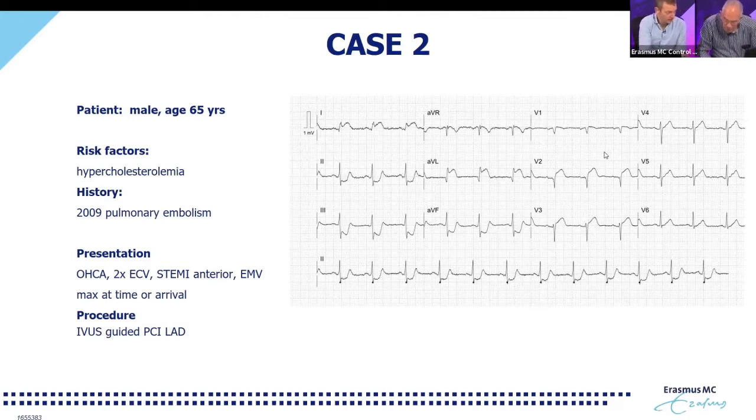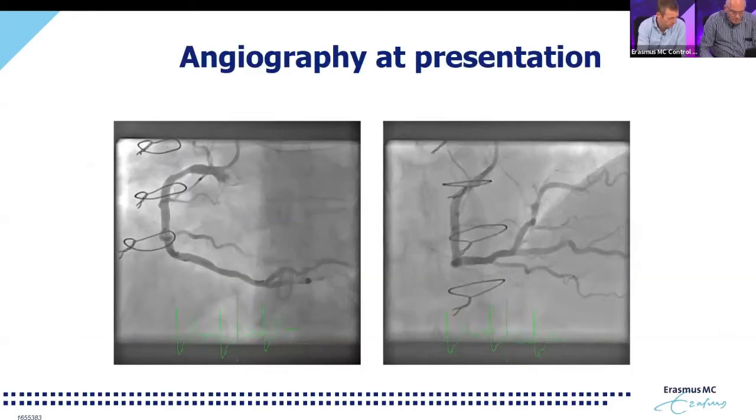So case 2 is also a STEMI. So this is a 65-year-old male patient with hypercholesterolemia, pulmonary embolism 10 years ago, who presented actually with an out-of-hospital cardiac arrest. He had VFib, he was defibrillated twice, but then quickly recovered. So he actually arrived here fully conscious, but with a clear anterior STEMI. And also he underwent the IVUS guided PCI within the Spectrum trial.